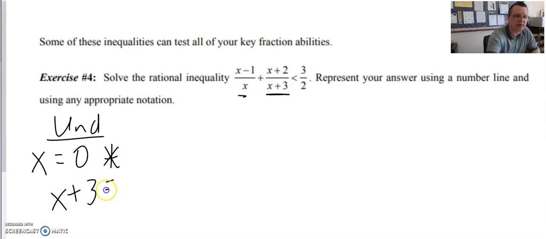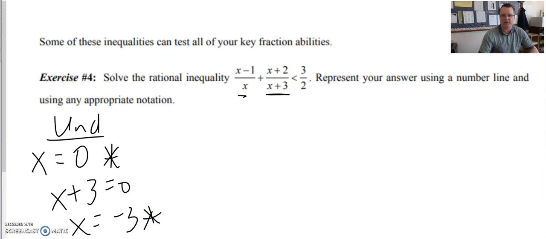x plus 3 equals 0, so x equals -3, that's the second one. This has really got a lot going on. So we're back to having multiple fractions, denominators, so we have to have the LCD. Some of you are having a little trouble with the LCD. Just keep practicing with it. You will get better at it.